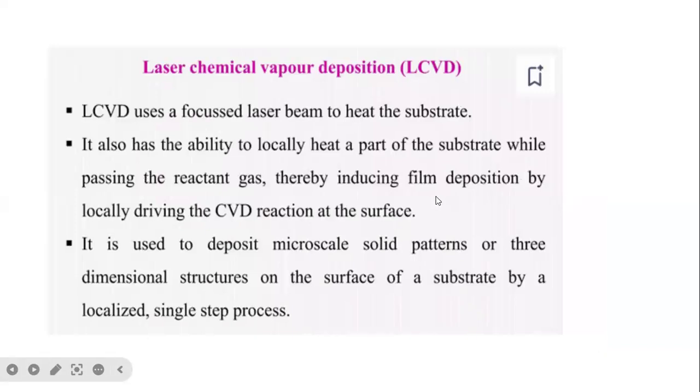Laser chemical vapor deposition. Laser chemical vapor deposition uses focused laser beams to heat the substrate. It also has the ability to locally heat a part of the substrate while passing the reactant gas, thereby inducing film deposition by locally driving the CVD reaction at the surface. It is used to deposit microscale solid patterns or three-dimensional structures on the surface of a substrate by a localized single-step process.